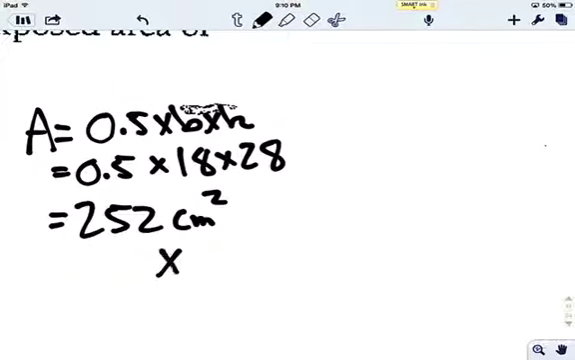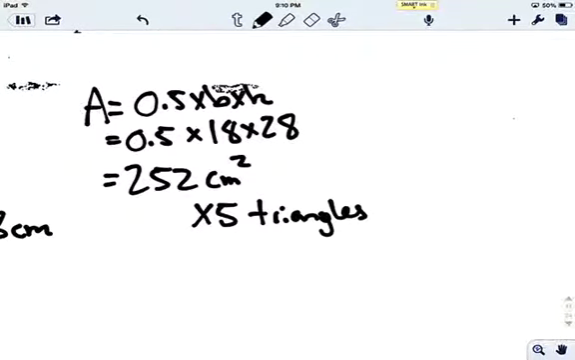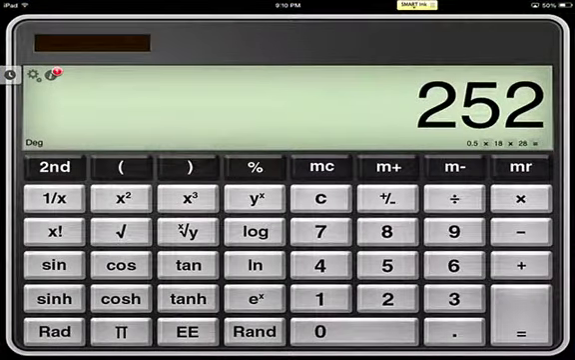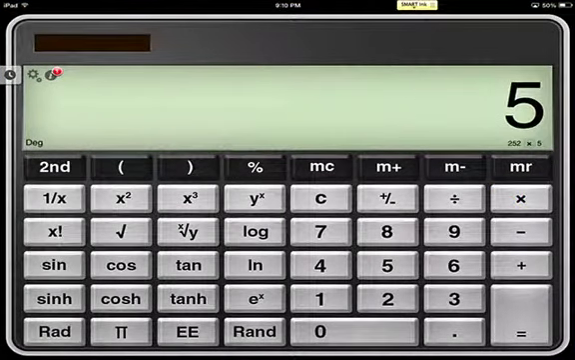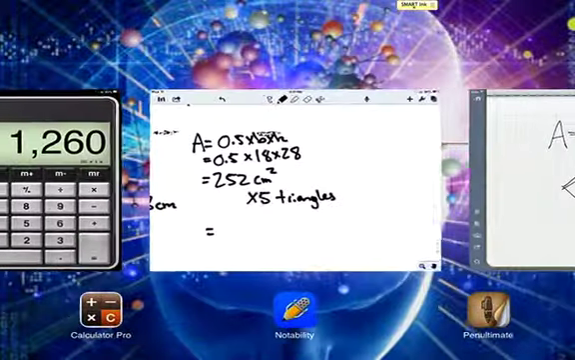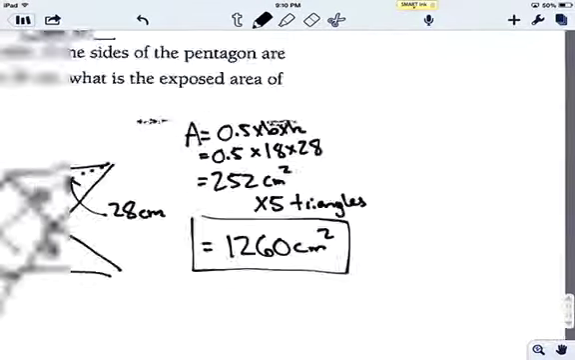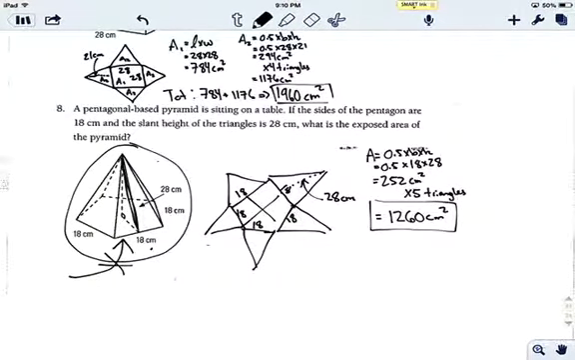And there's 5 triangles, so you go times by 5 triangles. So my area here is 252 times 5, which is 1260. And that's my answer. I don't need to add anything up because I'm not including that bottom piece. So that's the answer to this question. Kind of easy.